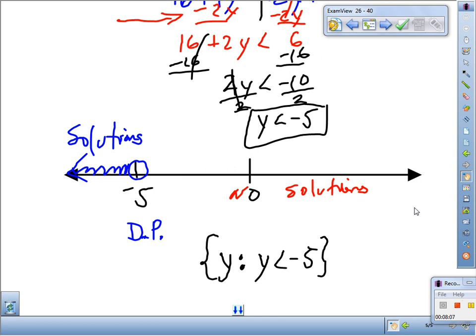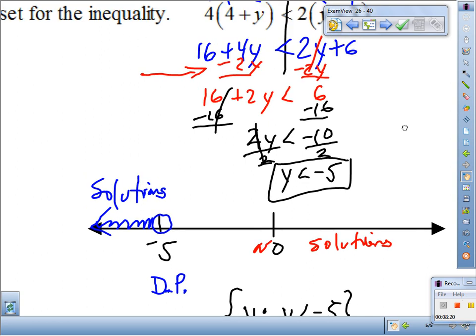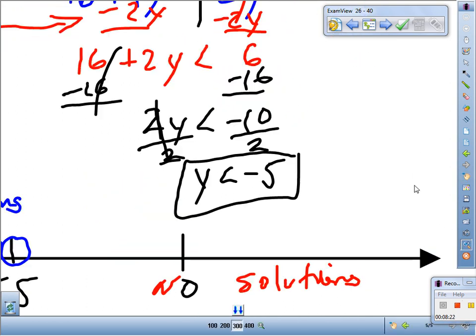Yes? Hands up if you got that by yourself on the study guide. Okay, good. Yeah, we're getting there. All right, let's go to number 25.